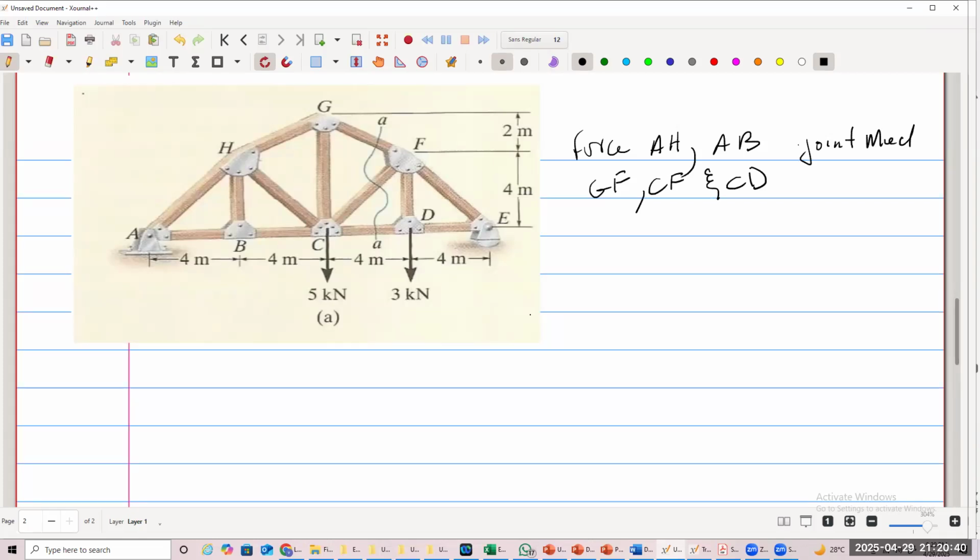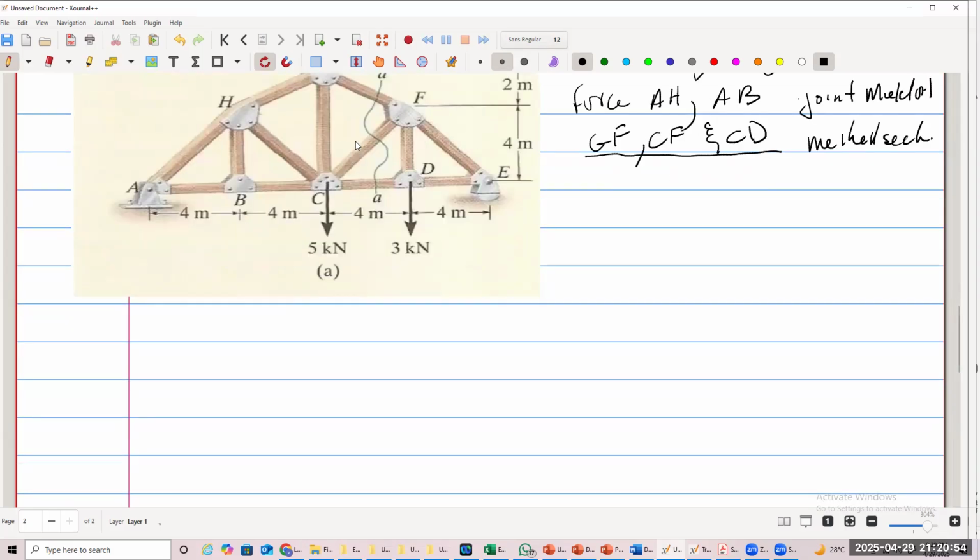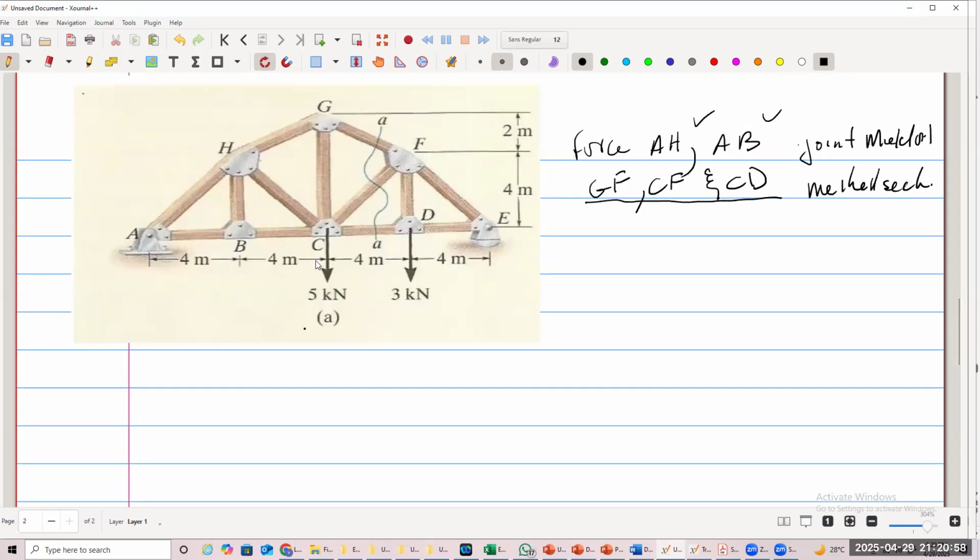So the method of joints you're going to use for maybe these two, and it will tell you specifically which one you must use for method of sections. So method of sections is this normal one. So you're going to split up. Let's go through it quickly. I didn't pre-work this one out, so we're just going to have to roll with it.